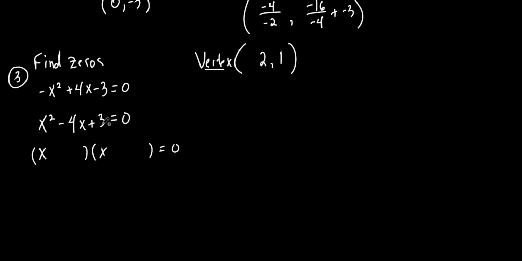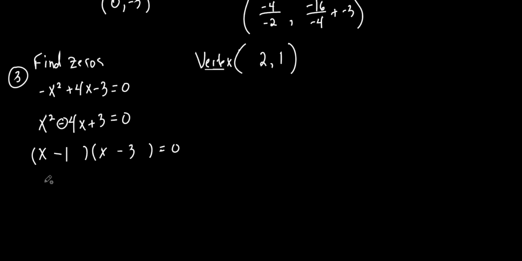Do we have something that multiplies to be positive 3 and adds up to be negative 4? Well, not just 1 and 3, because they have to add up to be a negative. It's not 1 and 3. What is it? It's negative 1 and negative 3, okay? Because when you multiply them together, it's positive 3. When you add them up, it's a negative 4.